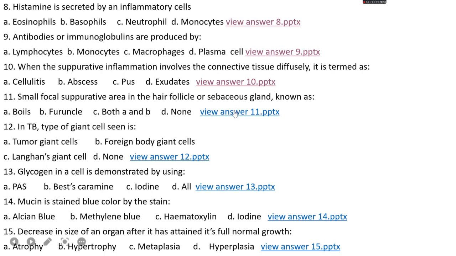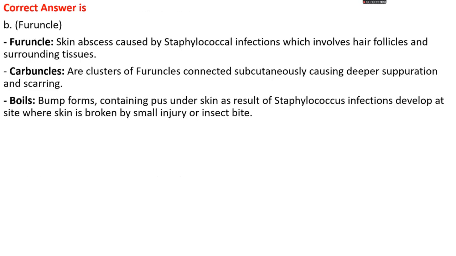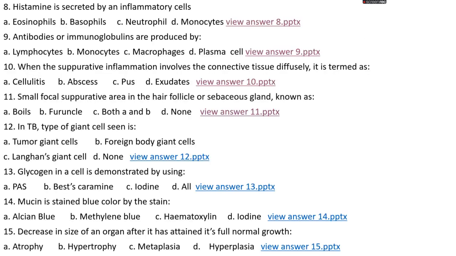The right answer is option B, that is furuncles. Furuncles are like skin abscesses, which are mainly caused by staphylococcus infections involving the hair follicle and surrounding tissue, while carbuncles are clusters of furuncles connected subcutaneously, causing deeper suppuration and scarring. And boils are bump forms containing pus under the skin as a result of staphylococcal infections developed at a site where the skin is broken by a small injury or insect bite.